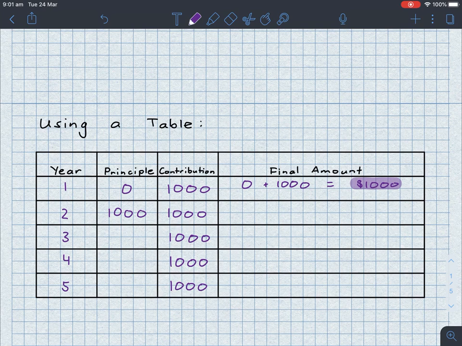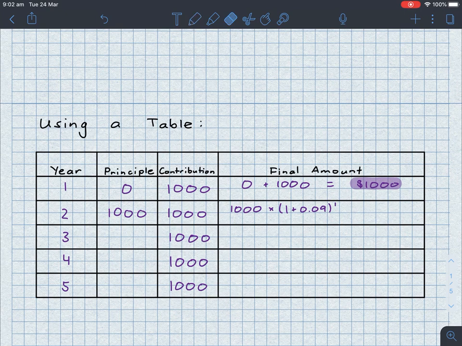So to calculate the final amount at the end of the second year, she starts with this $1,000, but then she's getting 9% interest on that $1,000 that she started with. So if I use my compound interest formula, it's principal times by 1 plus the interest rate as a decimal. So 9% as a decimal is 0.09. And this is just for 1 year, so it's to the power of 1.